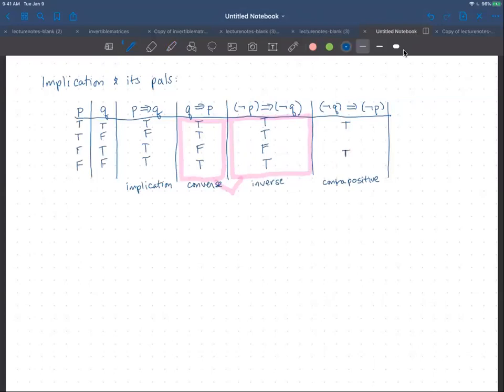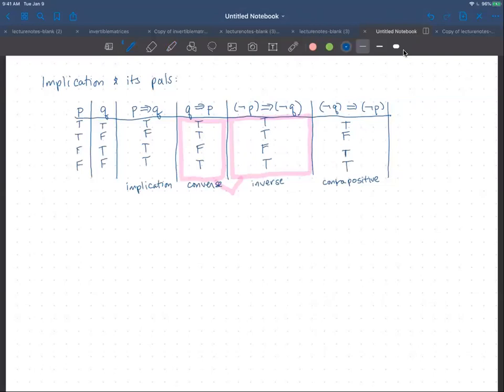It's also true when my premise is true and my conclusion is true. And that happens when P and Q are both false in this case. And so the only time it should be false is when the premise is true and the conclusion is false. And that happens when Q is false and P is true.